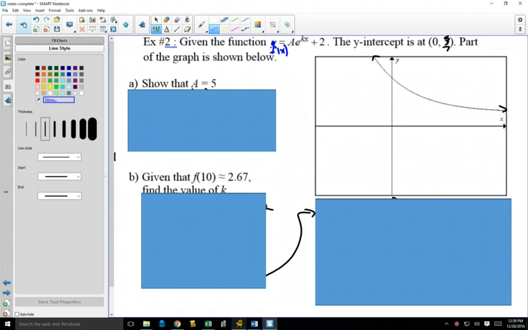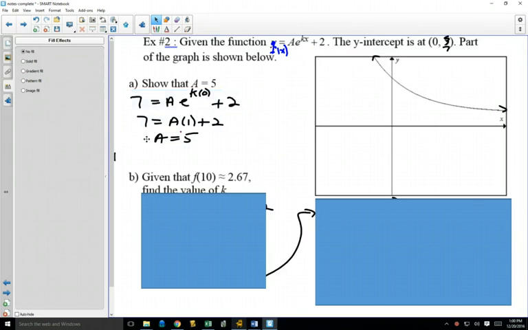So the y-intercept is (0, 7). We've got our function there, a e to the kx plus 2. Show that a has to equal 5. So you have to use the information that you're given and solve for a. Well, the only thing we're given is one point and the equation. So does it make sense to plug that point in? If you plug that point into that equation, the k doesn't become a factor because k times 0 is 0, and e to the 0 is 1. Solving for a gives you a is equal to 5.